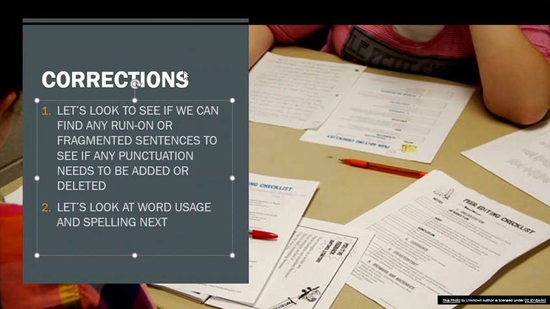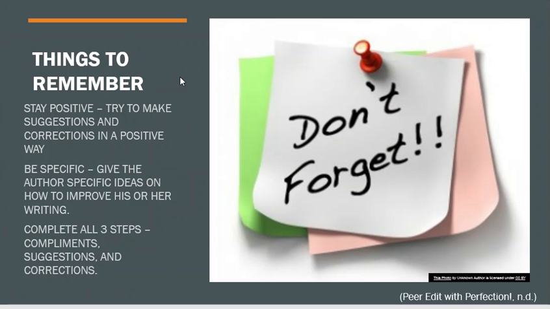Some examples of corrections. Number 1, let's look to see if we can find any run-on or fragmented sentences to see if any punctuation needs to be added or deleted. 2, let's look at our word usage and spelling next. Things to remember with peer editing. Stay positive. Try to make suggestions and corrections in a positive way. Be specific. Give the author specific ideas on how to improve his or her writing. 3, complete all 3 steps: compliments, suggestions, and corrections.